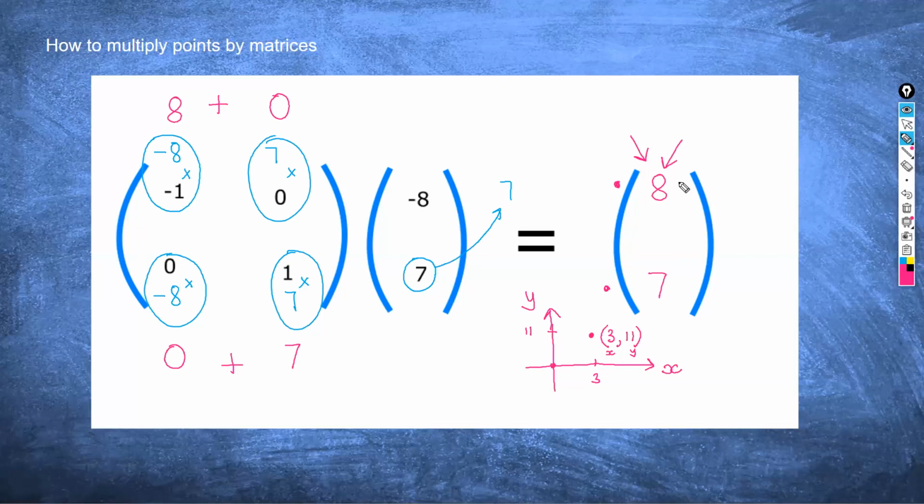In matrices, the top value represents the x coordinate and the underneath value represents the y coordinate. In other words, this is the point 8, 7. The x goes first, the y goes second. That is all it means. I'm going to be repeating that over and over and over. No need to make a note on that.